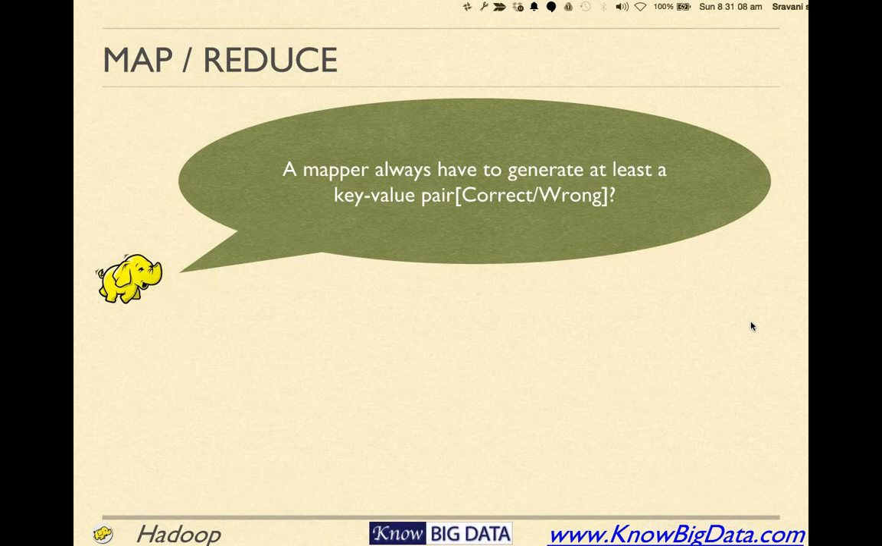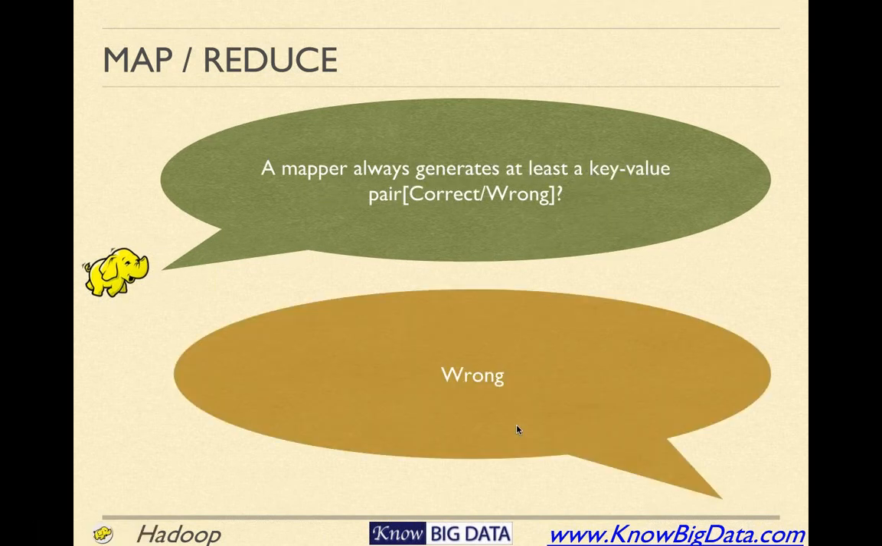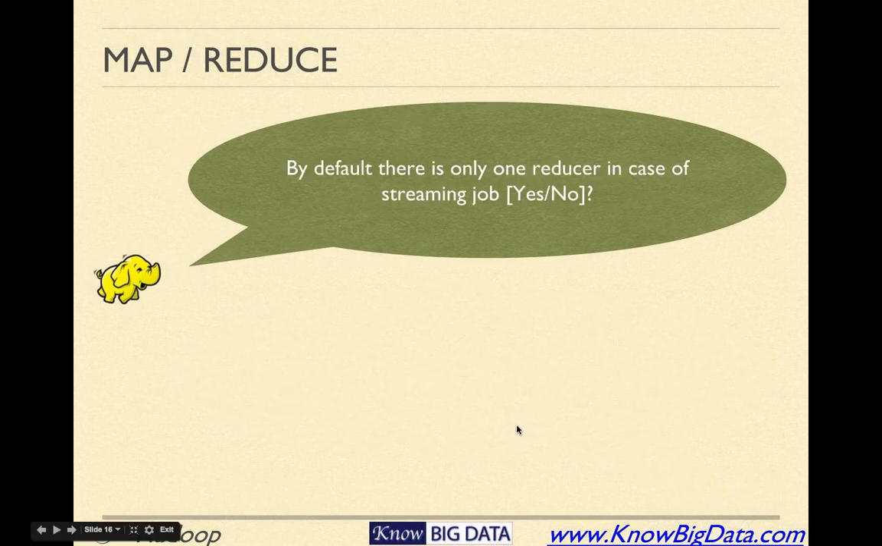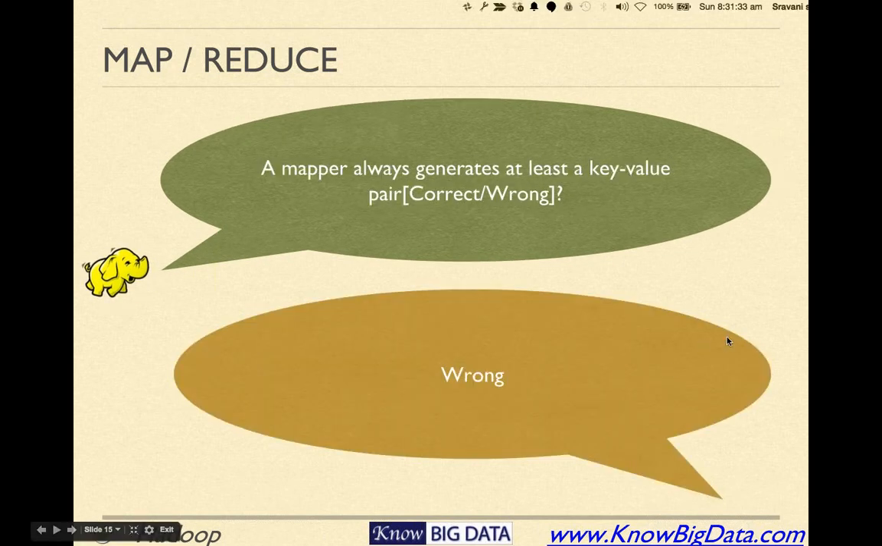No. The mapper is not bound to give any output. It is up to the mapper whether it wants to give one key value pair, no key value pair, or multiple key value pairs. So the answer is wrong. Is everybody convinced? Do you have any questions on this?